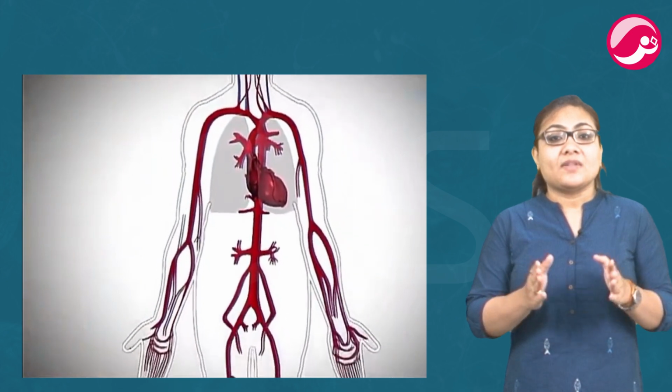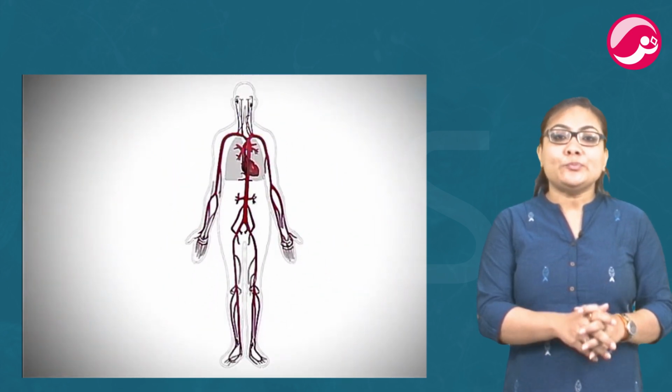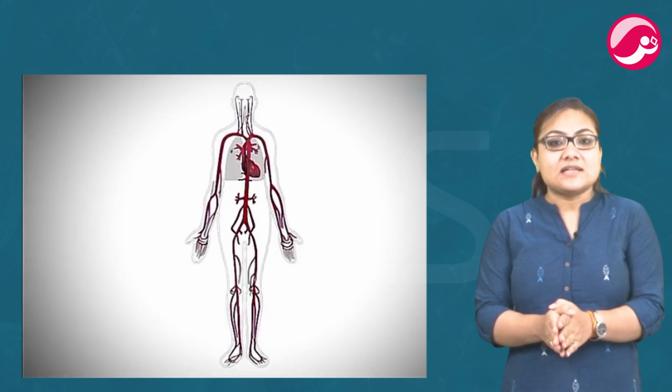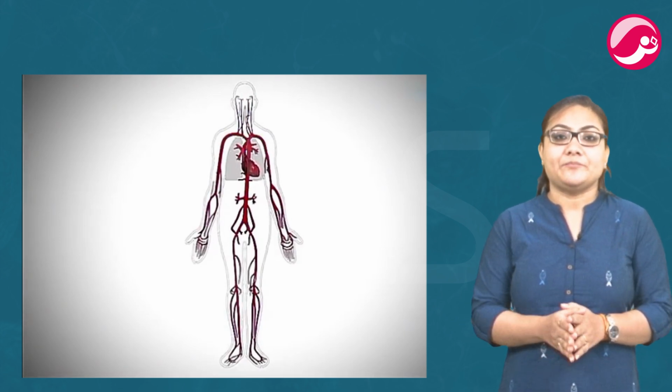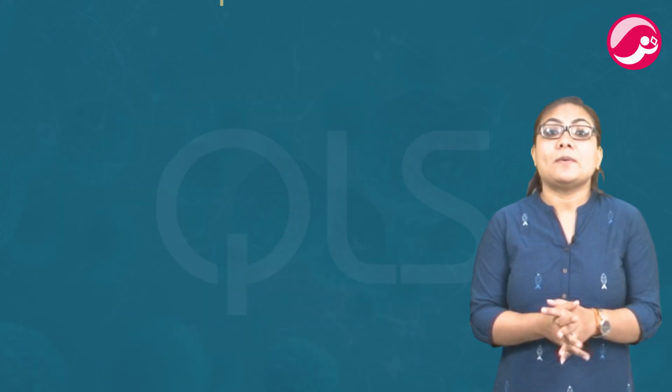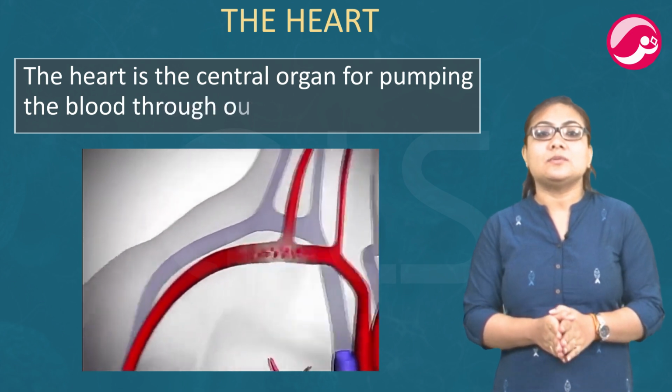Thus, we need a pumping organ to push blood around the body, a network of tubes to reach all the tissues, and a system in place to ensure that this network can be repaired if damaged. So, let's talk about the heart. The heart is the central organ for pumping the blood throughout the body.